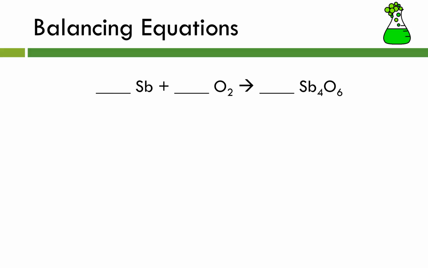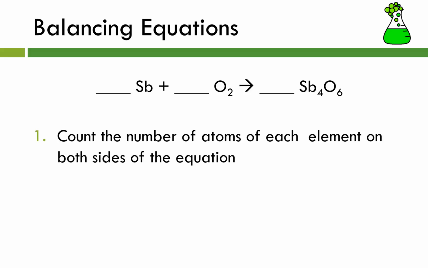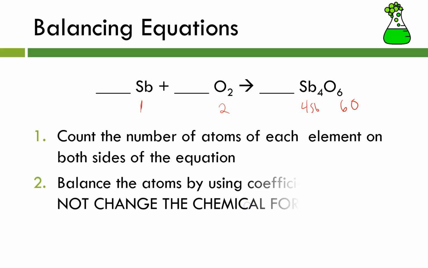So let's go ahead and try to balance a chemical equation. As reactants, we have Sb, which is antimony, and we have oxygen, O2, and our product in this case is Sb4O6. First thing you want to do is size up the equation and see what you're working with. So I'm going to count the number of atoms of each element on both sides of the equation. On the reactant side, I have 1 antimony, and I have 2 oxygen atoms. On the product side, I have 4 antimonies, and I have 6 oxygens. So hopefully right off the bat, it's very obvious that this is not balanced.